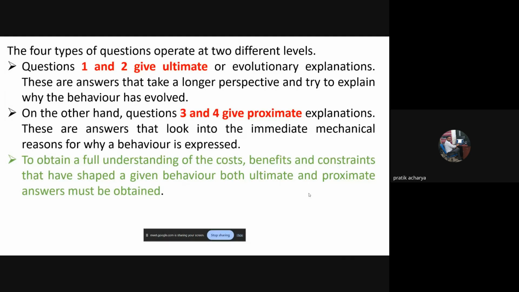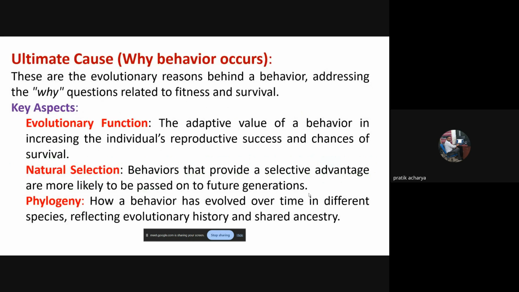So to obtain a full understanding of the cost, benefit and constraint that have shaped a given behavior, both ultimate and proximate answers must be obtained. So whatever questions were asked by Tinbergen, the answers must be obtained for different beneficial aspects of the organism. Why is there behavioral change, what causes the behavior. So all these questions must be answered.